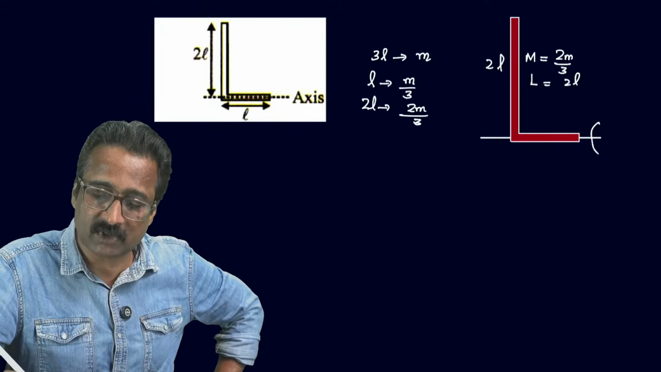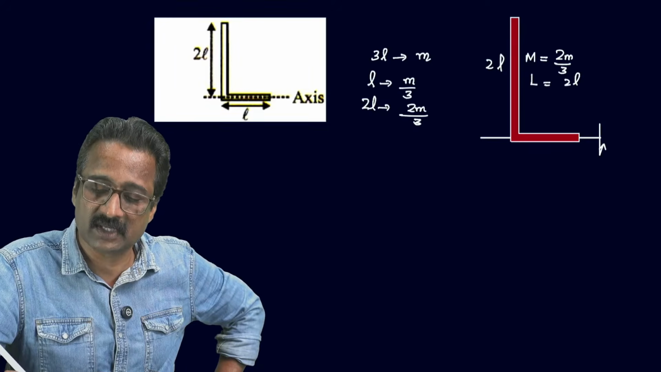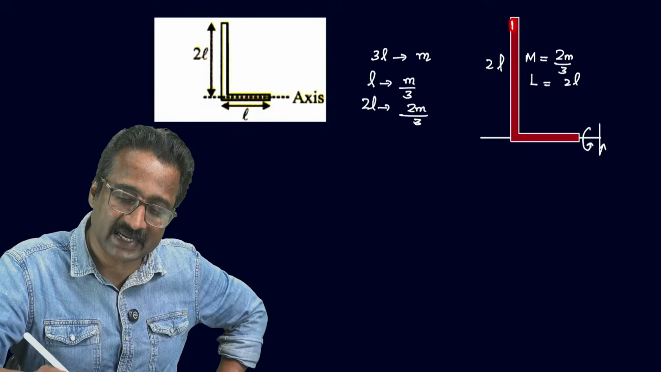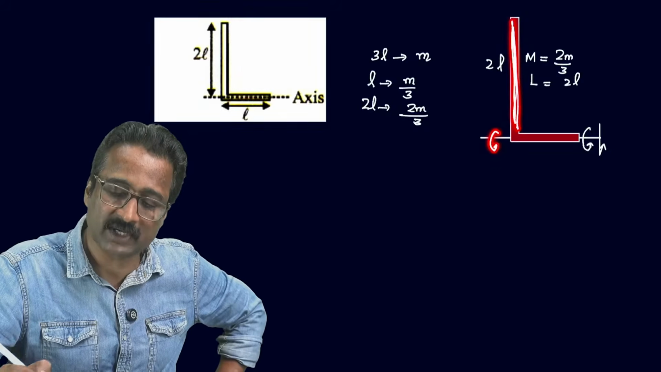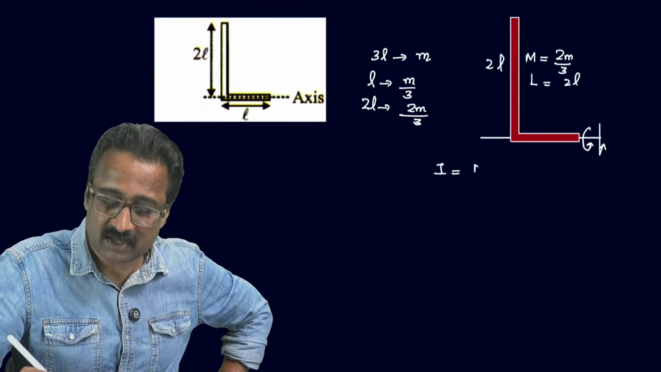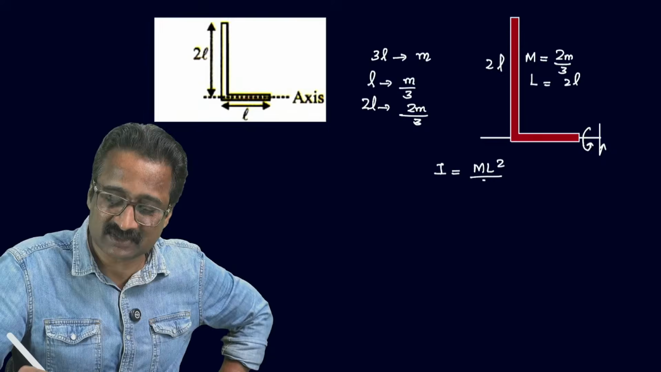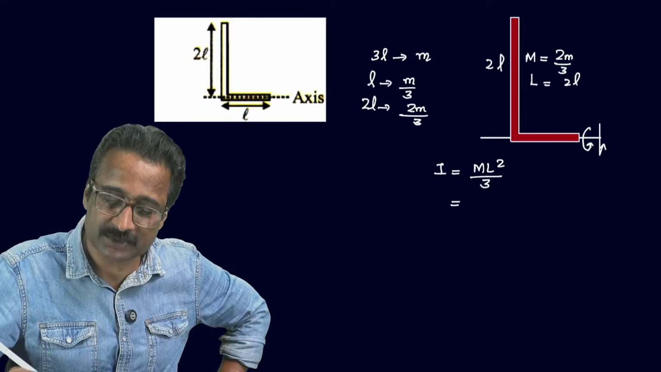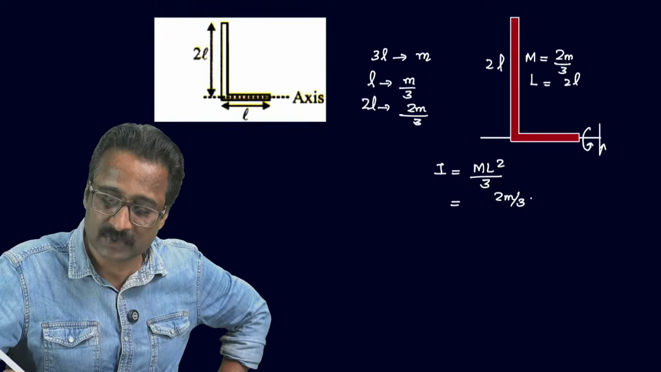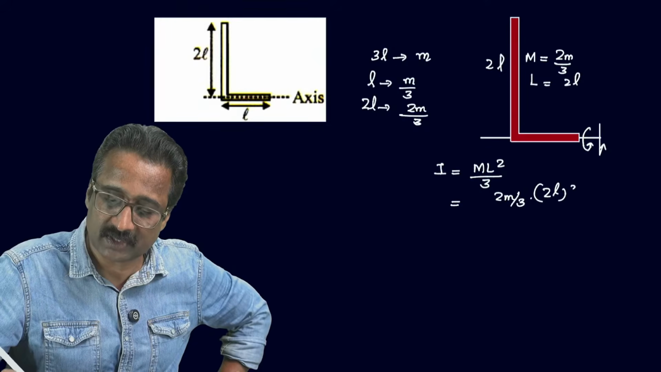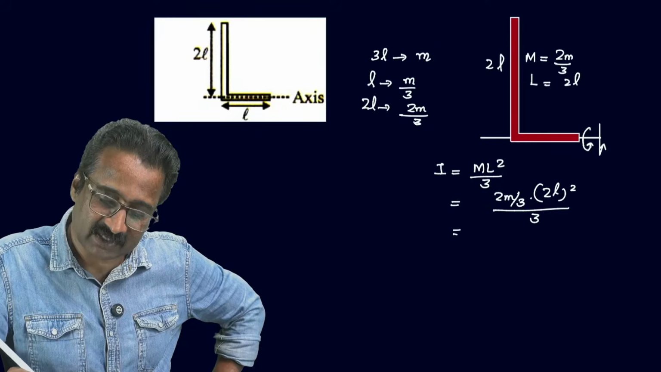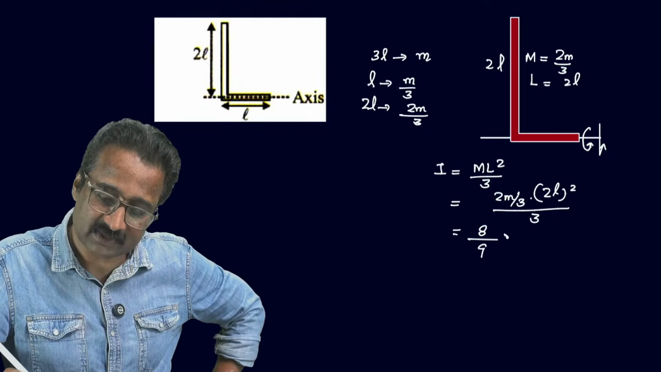Now they ask what's the moment of inertia about this axis. When the system is rotated about this axis, this rod will rotate about its end. When a rod is rotating about one end, the moment of inertia is ml squared by 3. Now it's only a matter of putting values. This capital M is 2m by 3, and the length is 2L, so whole squared divided by 3. So you have 2 into 4, 8, and finally it is 8 by 9 times ml squared.